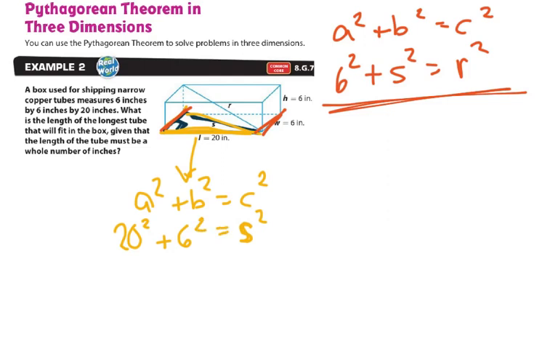So I can find out what S actually is right now, right? Does that make sense? Do you see it? Okay, good. Okay, so 20 times 20 equals 400, plus 6 squared is 36, equals S squared. That's an S squared. Okay. If I add these together, I get 436 equals S squared.